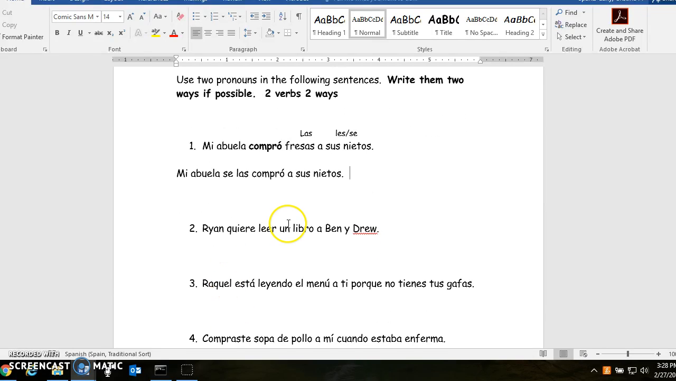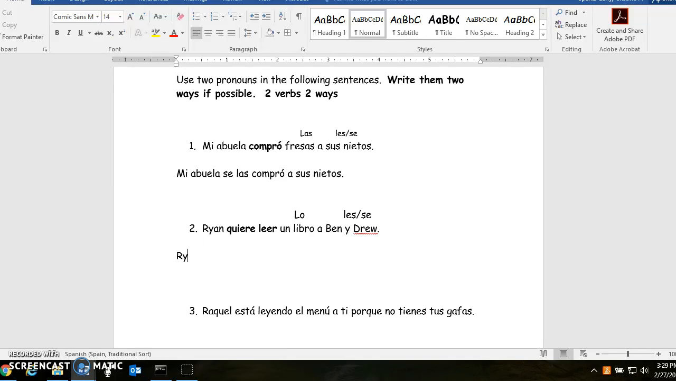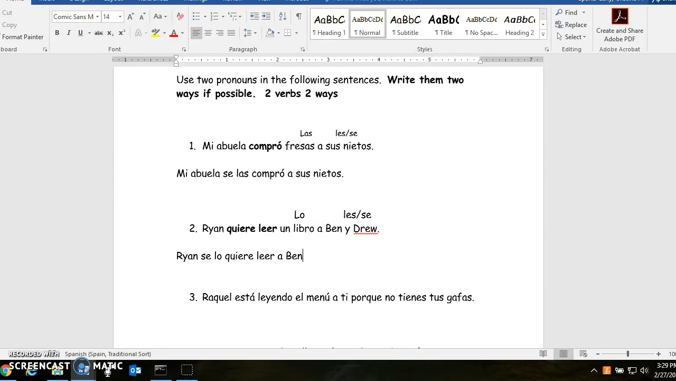Next one. Ryan quiere leer un libro a Ben y Drew. Verb, in this case, verbs. Quiere leer, two verbs, two ways. Ryan quiere leer. What does he want to read? Un libro. To whom? A Ben y Drew. So, we're going to replace un libro with lo. We're going to replace Ben and Drew with les, but then it has to go to se because of the rule. Two verbs, two ways, in front first. Ryan se lo quiere leer a Ben y Drew.